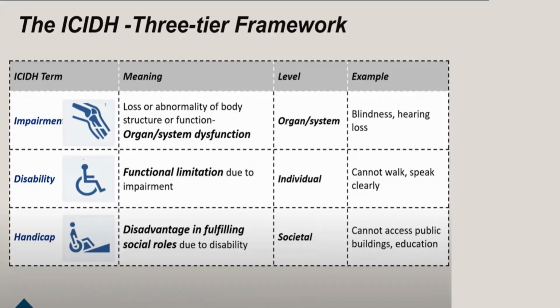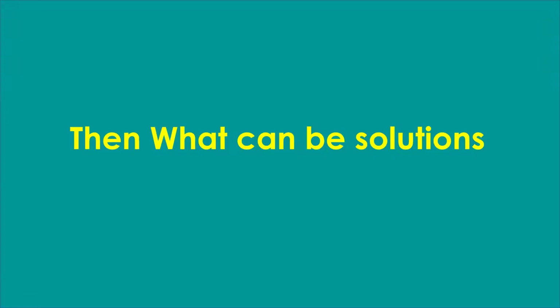Examples: cannot walk, cannot speak easily or clearly. Then handicapped, disadvantages in fulfilling social roles due to disability. Societal, cannot access public buildings and education. Then what can be the solutions?